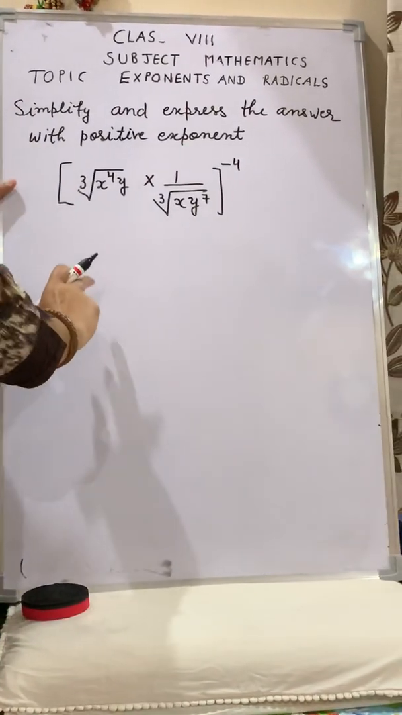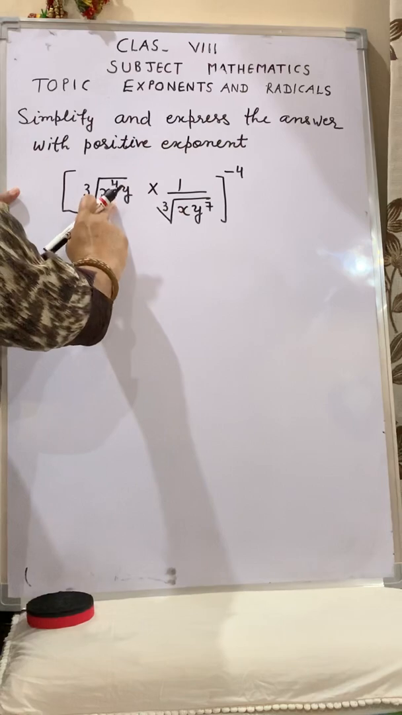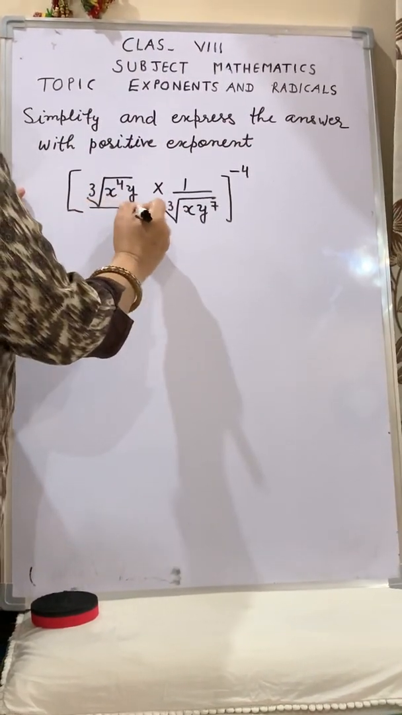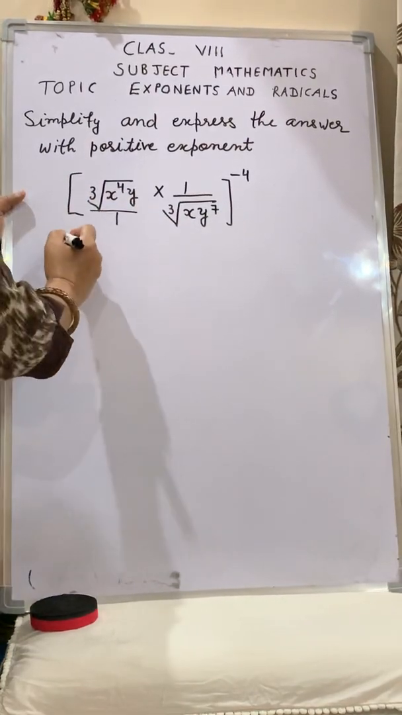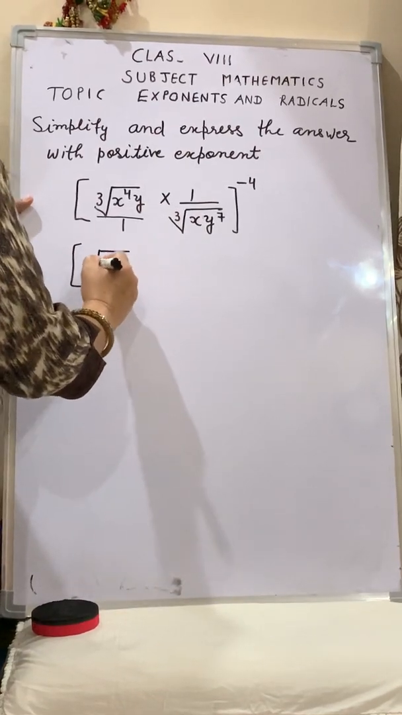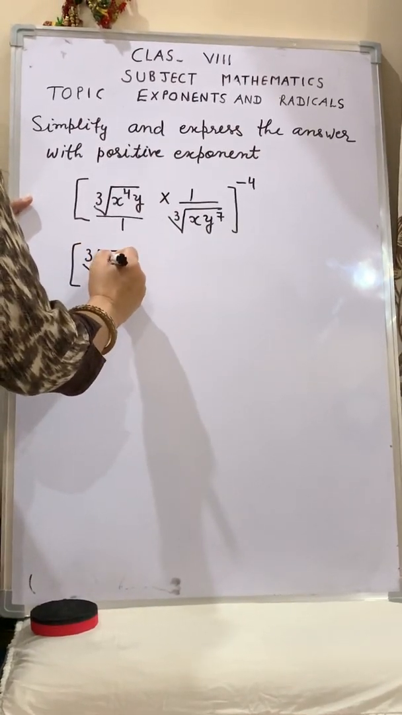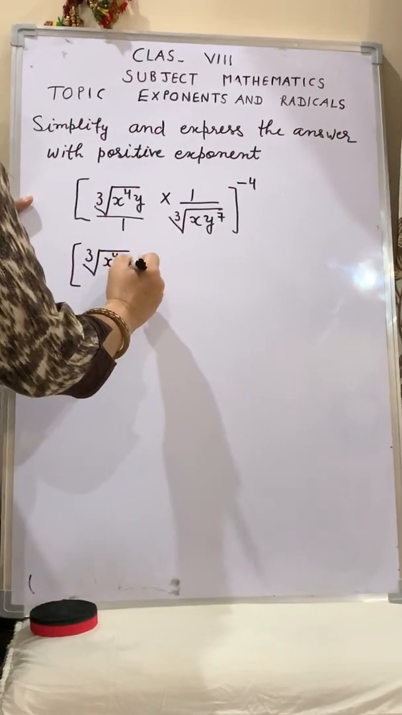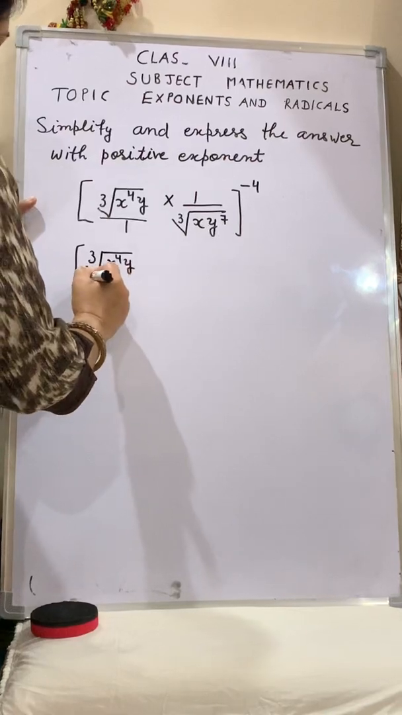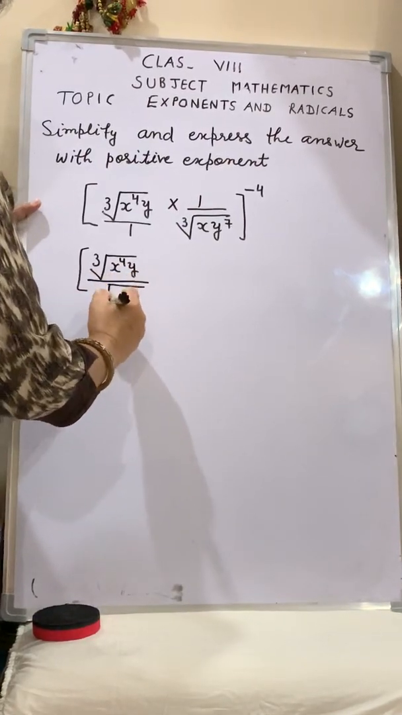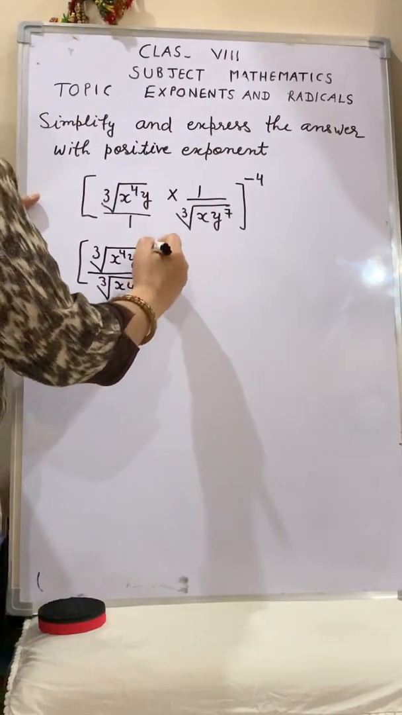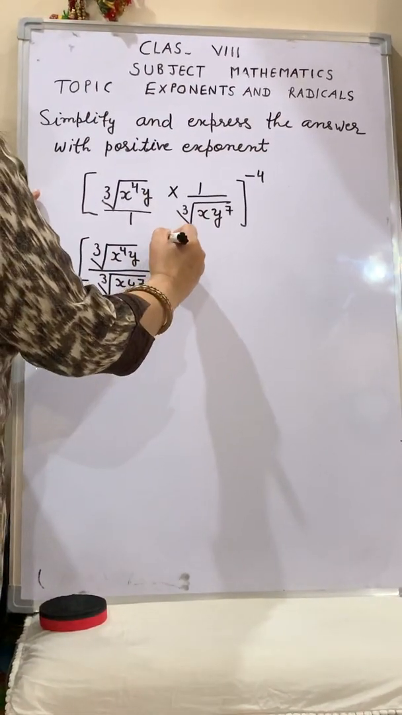Here, first of all, we will multiply numerator with numerator, denominator with denominator. We can write here 1. The first step is the cube root of x raised to power 4y. When we multiply with 1, the answer is itself, divided by the cube root of xy raised to power 7, and whole power is minus 4.